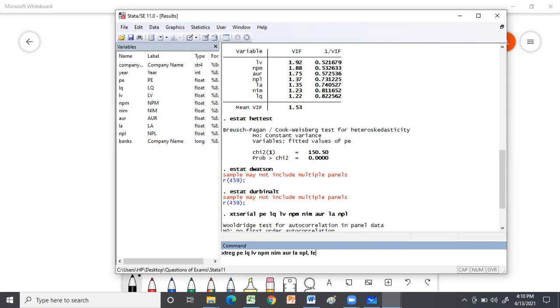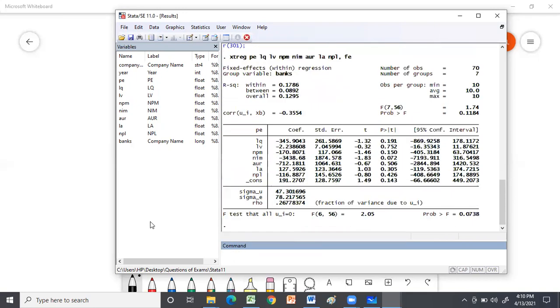And for this, of course, a panel data set. Then press enter. You can see the title is fixed effect regression. Group variable is bank. R square within, between, overall: R square within the entity, R square between the entities, that means between the banks, and overall R square. Overall R square is very poor. Can you see 0.1295? Yes, sir. So it is very poorly fitting the data set.